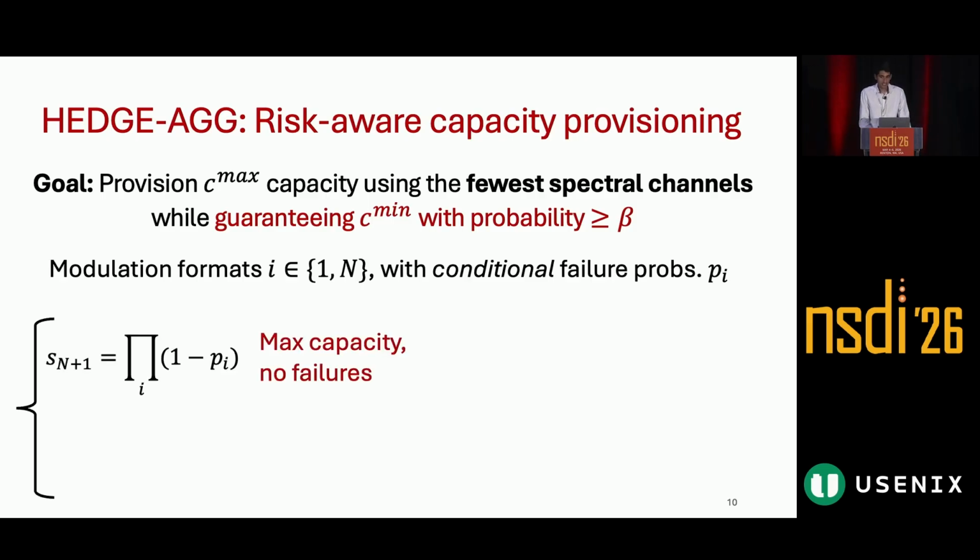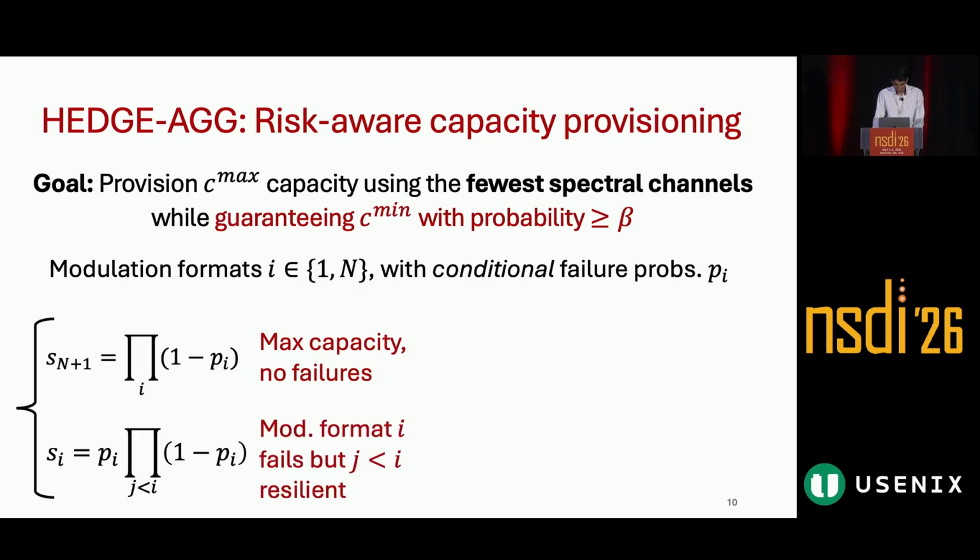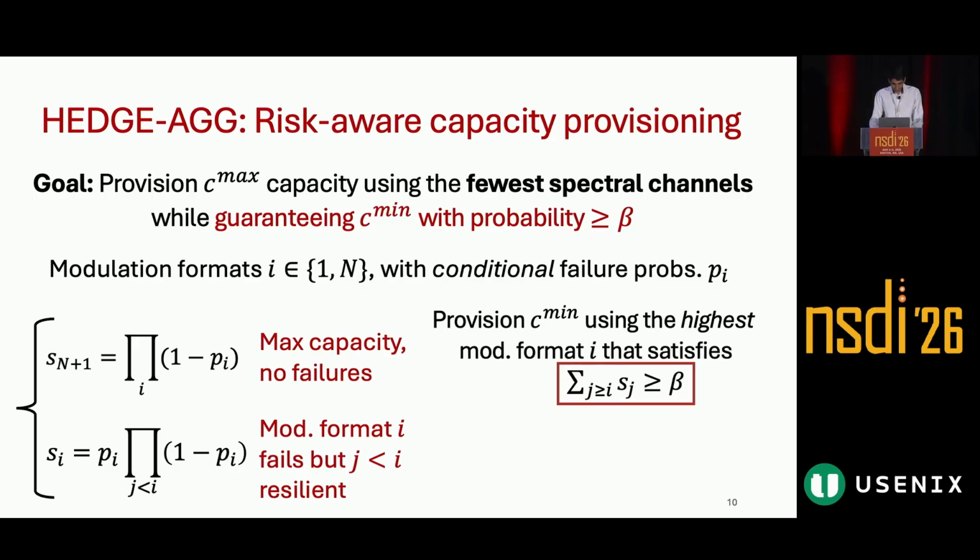The highest possible capacity state is if no modulation format fails, while any intermediate capacity state I occurs if modulation format I has failed, but lower order modulation formats are resilient. So we now have the probabilities of each capacity state, and so we should then provision Cmin using the highest modulation format that satisfies our availability target, which is achieved once the sum of the probabilities across all higher capacity states greater than or equal to I is at least beta. We use the highest modulation format among those to satisfy this constraint because it uses the fewest spectral channels.